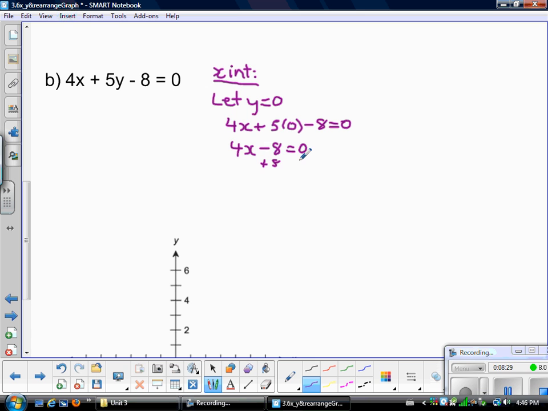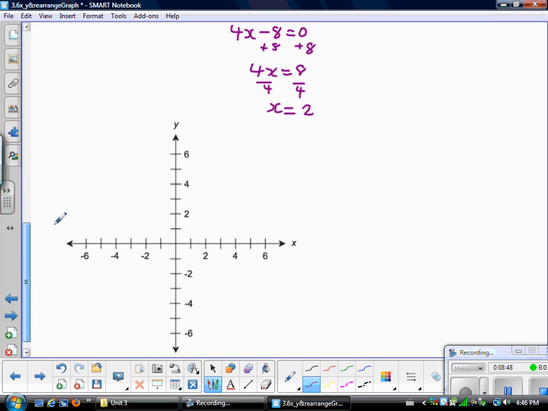Now you can see why we did the last unit before this one, because we have a little bit more work to do. And finally, to get rid of the 4, we're going to divide both sides by 4, and we end up with x equals 2. So when x equals 2, we can go down to our x-axis and find the number 2.